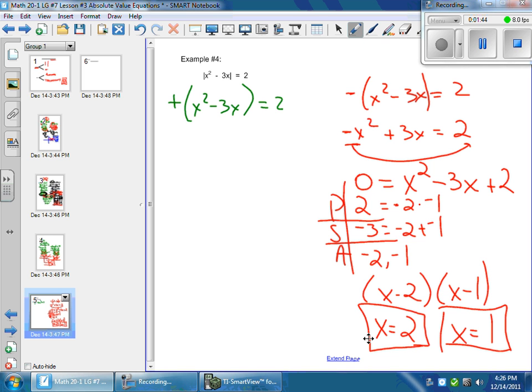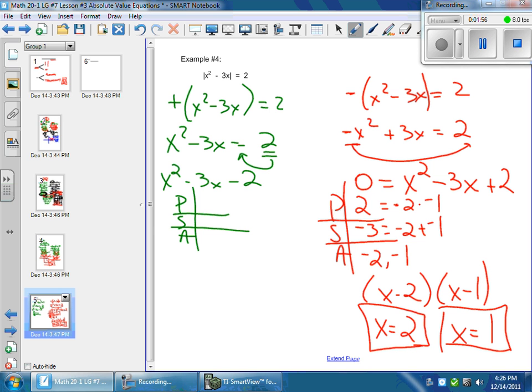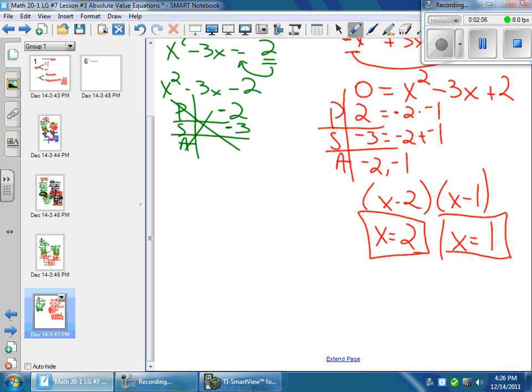Okay, now I've got x squared minus 3x equals 2. I'm going to bring the 2 over. So this is going to be x squared minus 3x minus 2. I'm going to try PSA, but guess what? PSA is not going to work because I can't find numbers that multiply to give me minus 2 and add up to give me minus 3. So guess what we have to use here? Minus b plus or minus the square root of b squared minus 4ac over 2a. Yes, the quadratic formula.